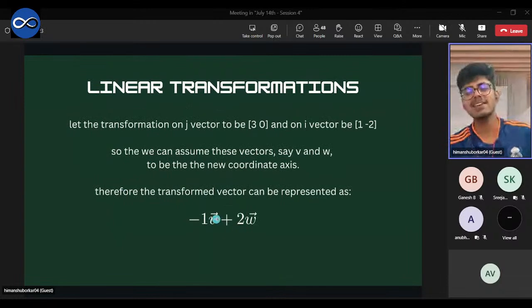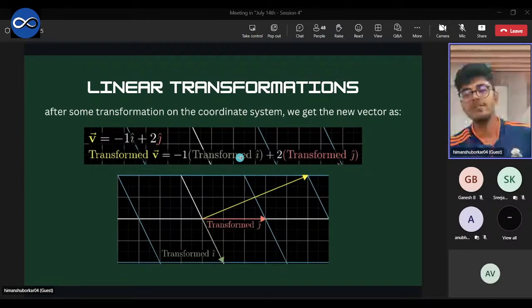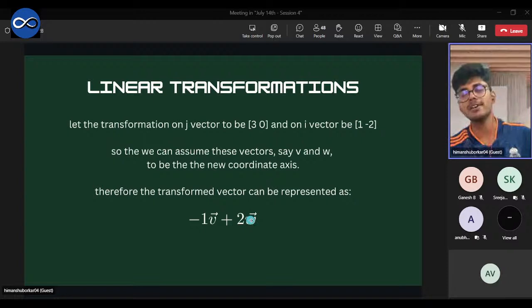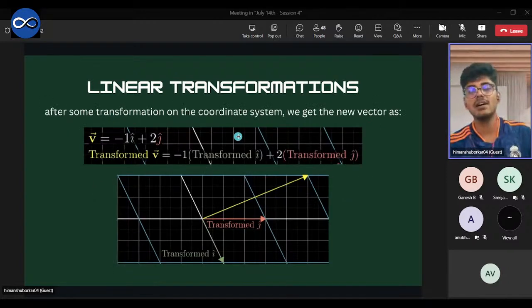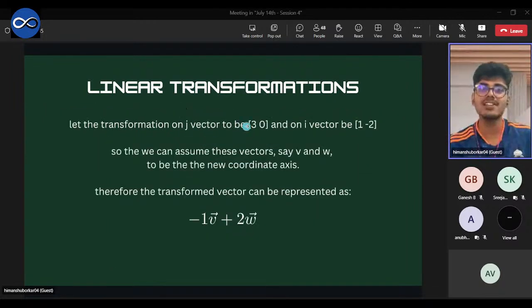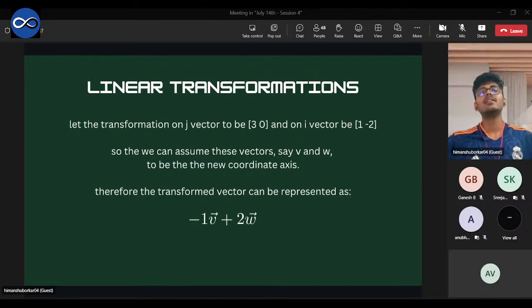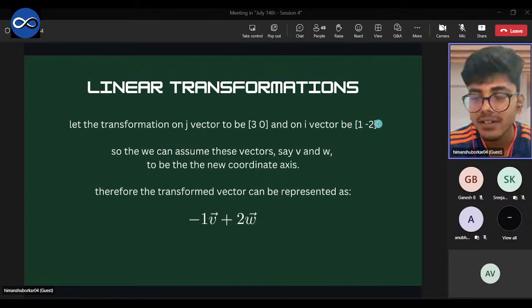So I just represent i cap with v vector and j cap with w vector. For example, let's say the transformation is: the j vector is (3, 0) and the i vector is (1, -2). Now, a transformed i vector or transformed j vector basically means that in that imaginary coordinate system, the j direction is along this vector that we consider in our standard coordinate system.